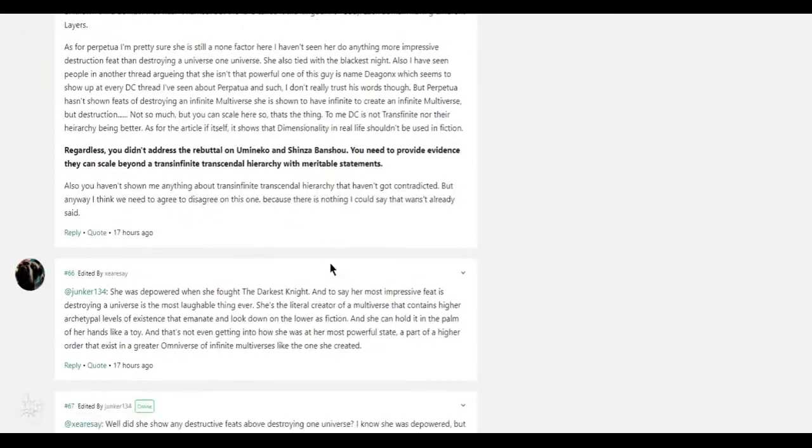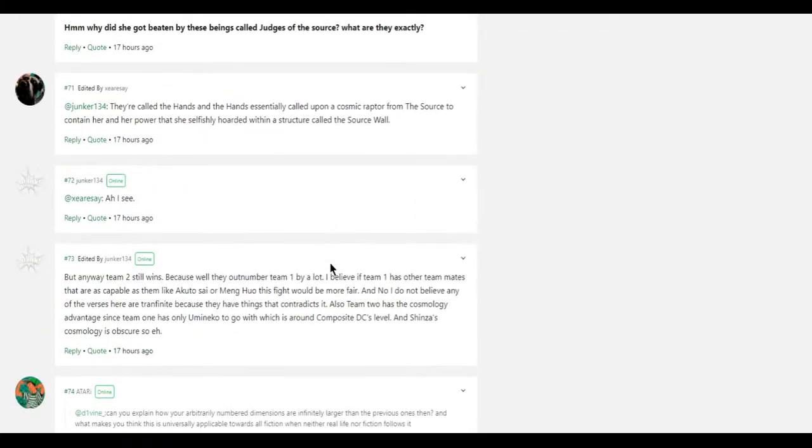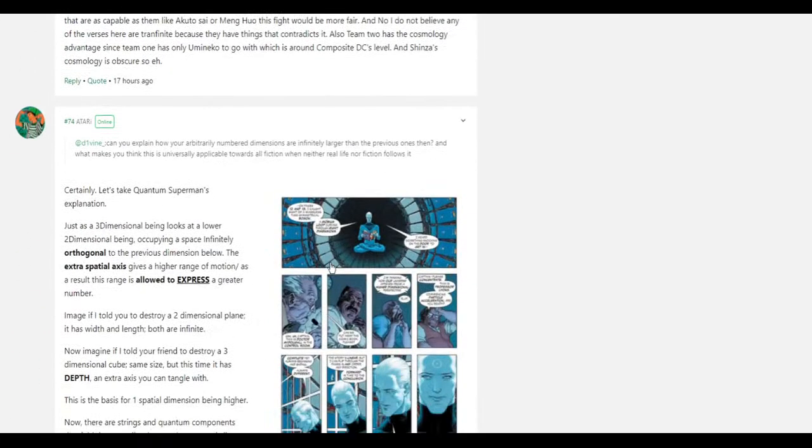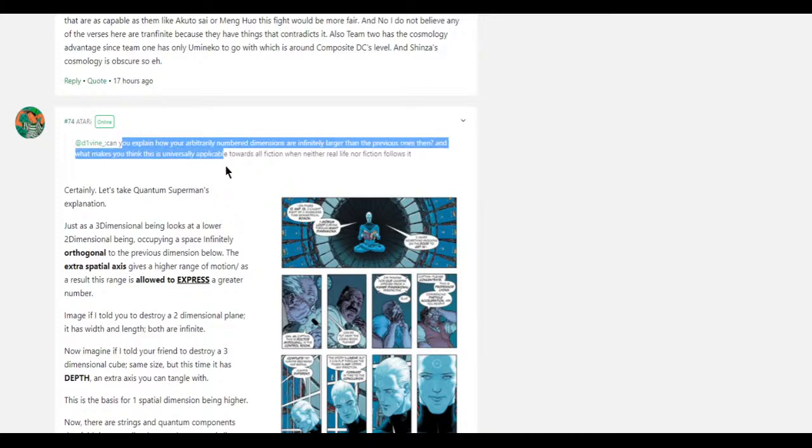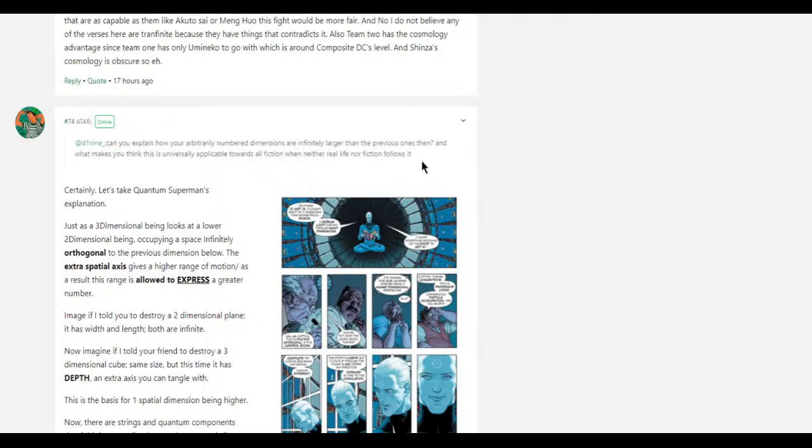There's just a lot of mess going on here. It's very hard to keep up with when other people enter into a conversation that's disorganized. I was asked to explain how my arbitrarily numbered dimensions are infinitely larger than the previous ones, and what makes me think this is universally acceptable towards all fiction when neither real life nor fiction follows it. Now, here's the problem. He asserted that neither fiction follows it. You can't assert that, because your assertion is based upon a negative, something that hasn't even been proven yet.